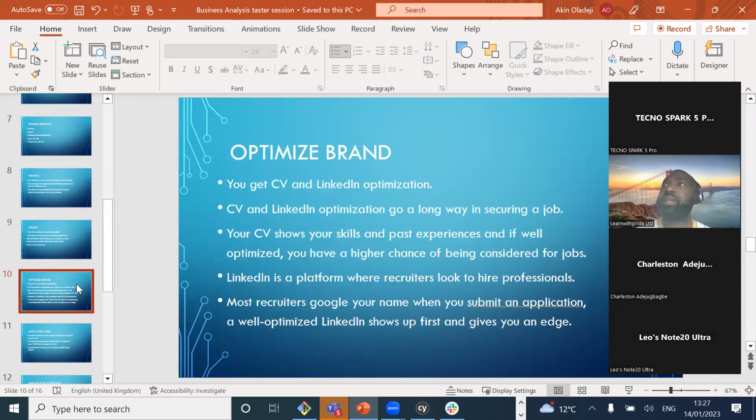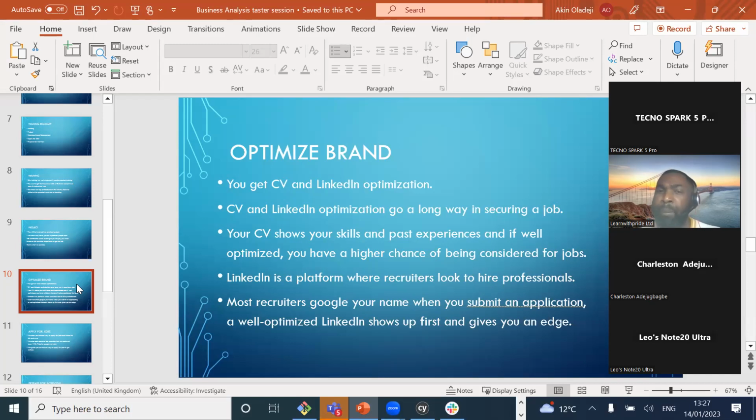The next is optimization of your brand. Now that you've done the training, you've done the project, you have what it takes now. But if you are not visible in the marketplace, nobody will see you and nobody will call you. Recruiters will not reach out to you. And you'll be wondering, why? I've got my CV, I've done the training, I've done the practicals, I know how to act as a business analyst, but I'm not getting the roles, I'm not getting the calls. It's because you are not visible enough in the market.